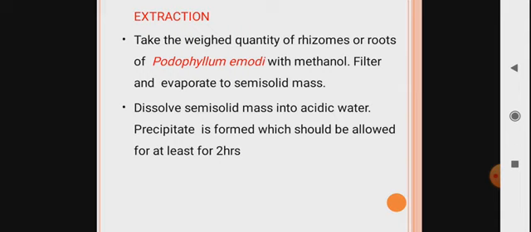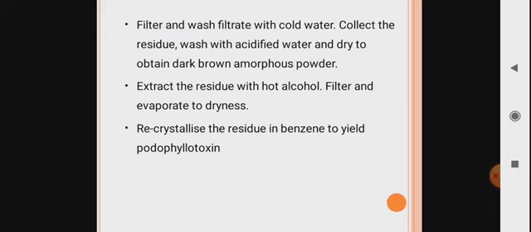Extraction: take a weighed quantity of rhizomes or roots of Podophyllum emodi, Podophyllum hexandrum or Podophyllum peltatum. Any species, meaning the root and rhizome powder of any species, can be used, and extract it with methanol. Filter it and evaporate to get a semi-solid mass. Dissolve the semi-solid mass in acidic water. Then a precipitate is formed, which should be allowed to stand for at least 2 hours. Filter it and wash with cold water.